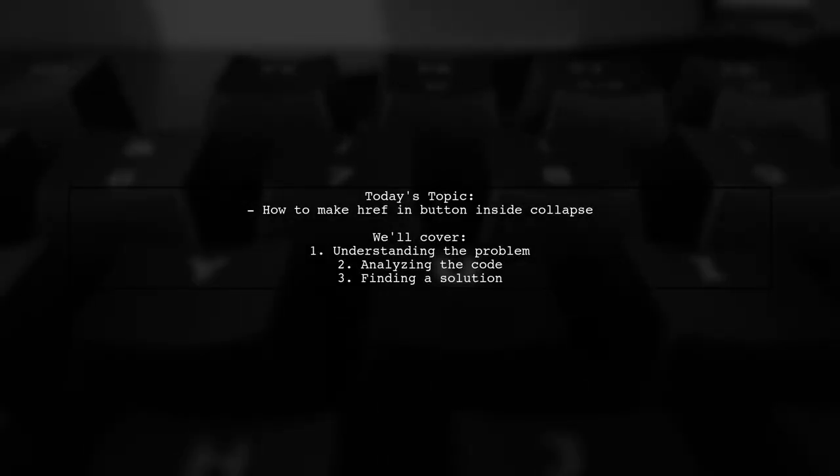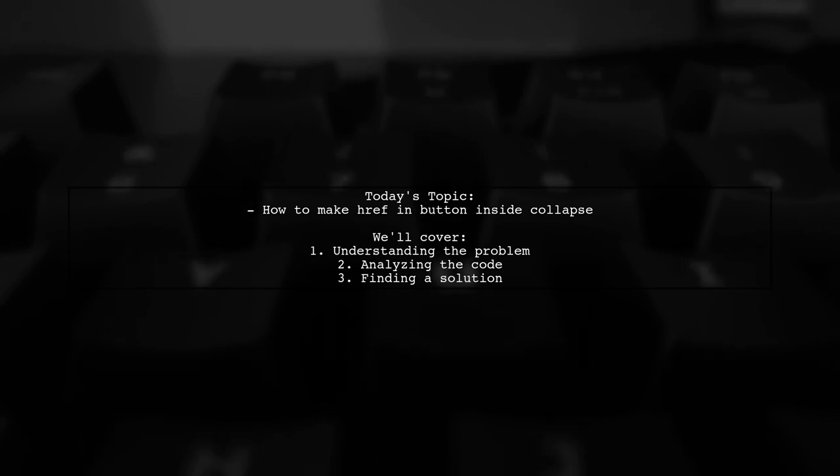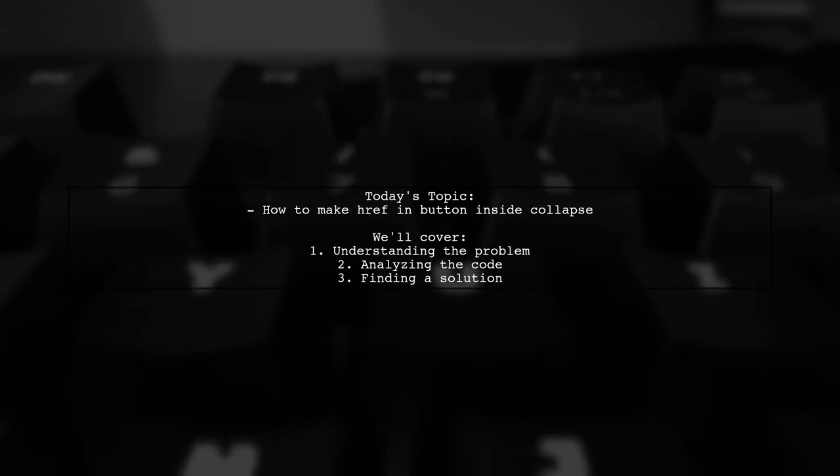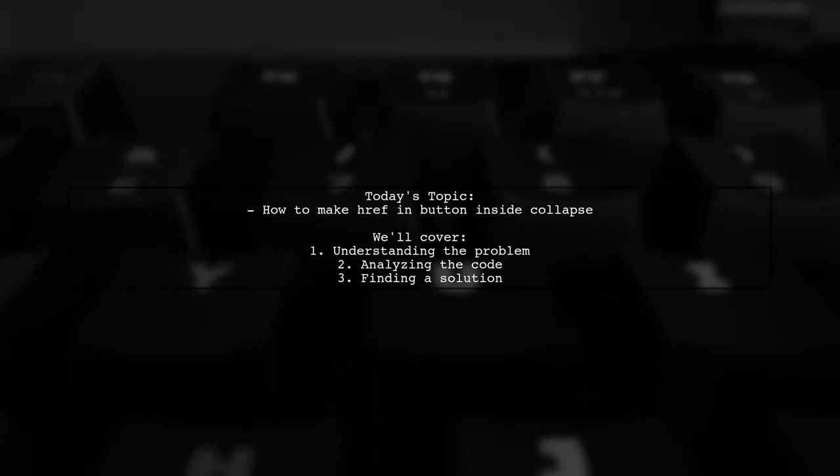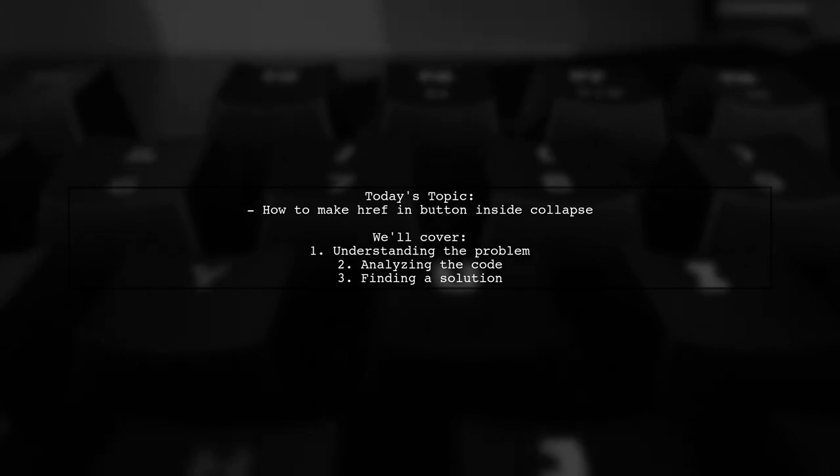Today, we're tackling a question that many developers encounter when working with collapsible elements in their applications. Our viewer is facing an issue with a collapsed model that displays client information. They want to know how to ensure that when they click a button inside this model, they only retrieve the specific client's data rather than all clients' information. Let's dive into this challenge and explore how we can solve it together.